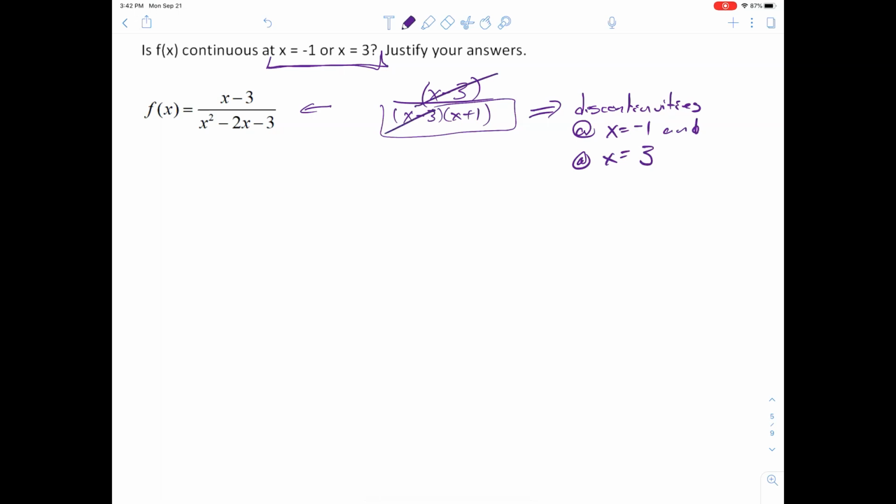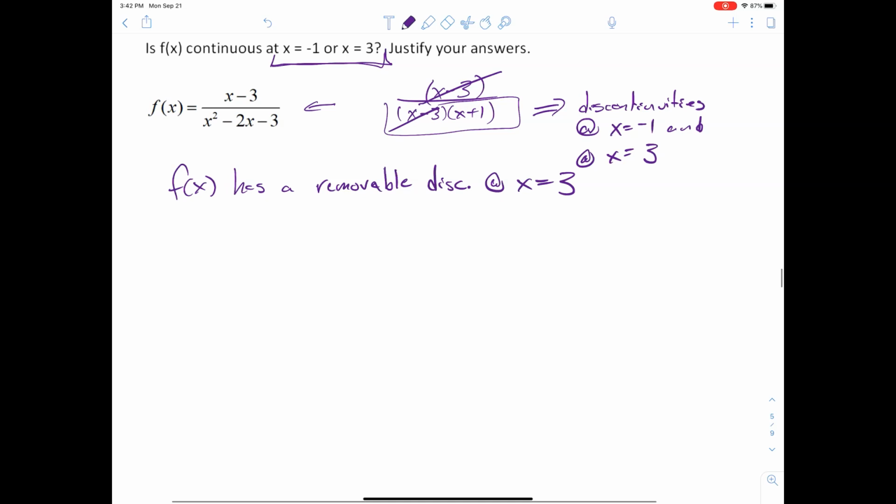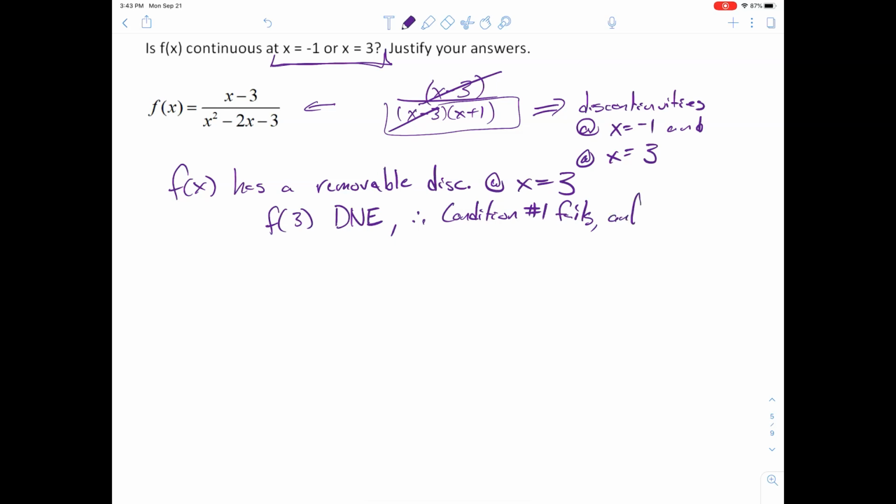Whenever you see something that matches up on top, f of x is going to have a removable discontinuity right there. So we have f of x has a removable discontinuity at x equals 3. That means that f of 3 does not exist. Therefore, condition number 1 fails, and f of x is not continuous.